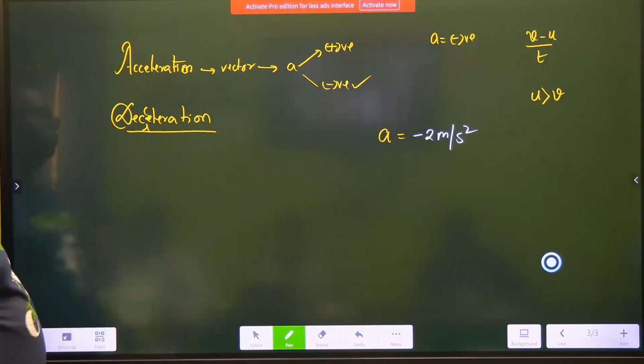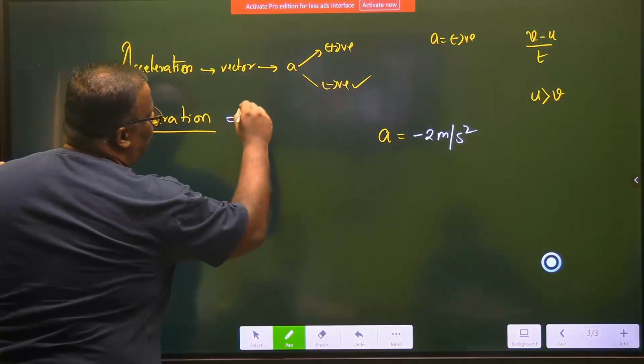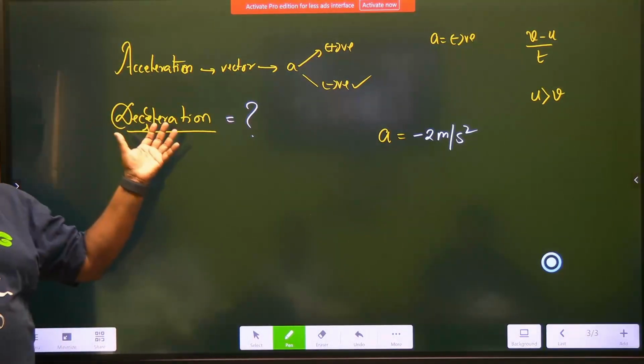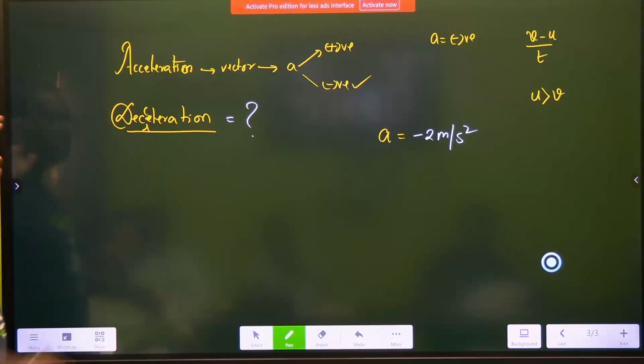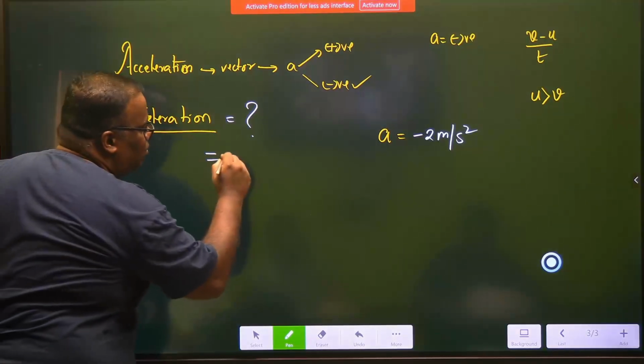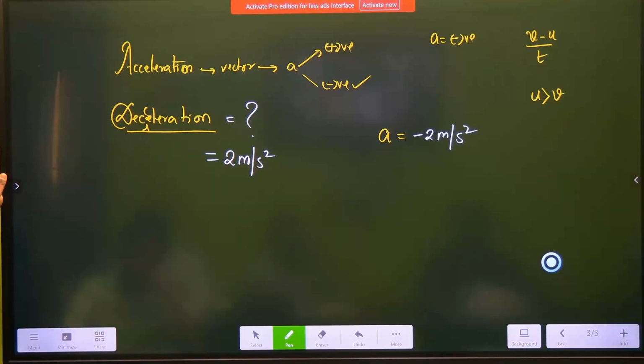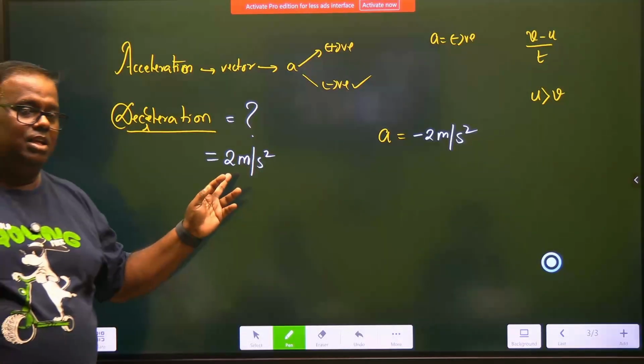Somebody may ask you, based on this data, what is the value of deceleration? Deceleration itself is a negative word. Then I will say that the deceleration value is 2 meter per second square. Don't get confused. Are you understanding?